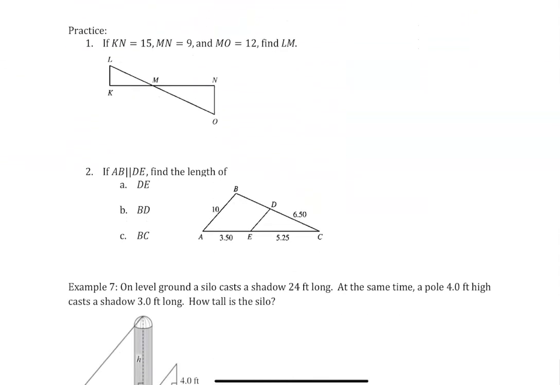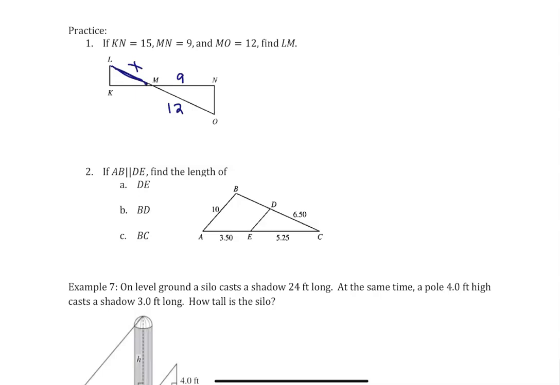Now we have some practice problems here where we know that KN, which is that large length, is going to be 15. We know that MN is 9, MO is 12, and we're trying to find LM. So that's what we're missing. So how can we solve this?